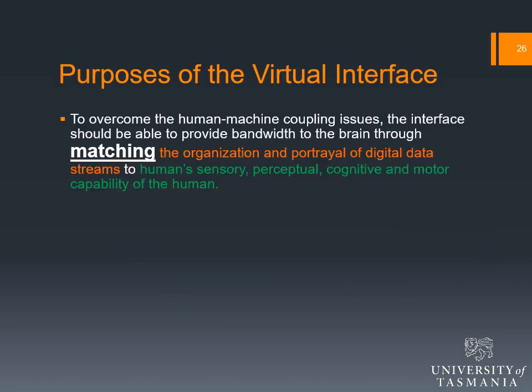So the purpose of the virtual interface is basically to overcome these human-machine coupling issues that we talked about so far. The interface should provide bandwidth to the brain by matching the organization or portrayal of the digital data stream, so digital information, to the human sensory, perceptual, cognitive, and motor capability. Essentially, virtual interfaces are designed to match the content you have available with who you are as a human and human ability.